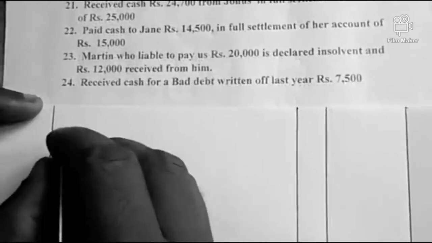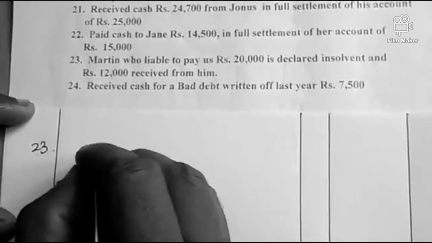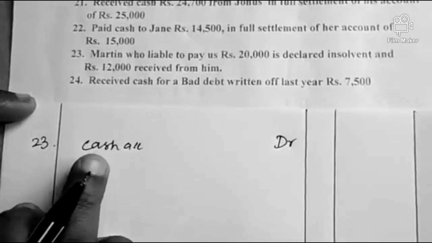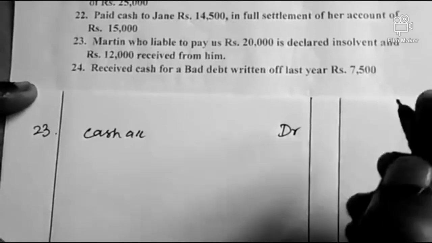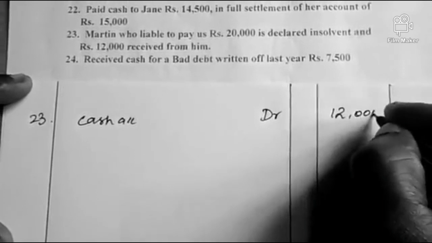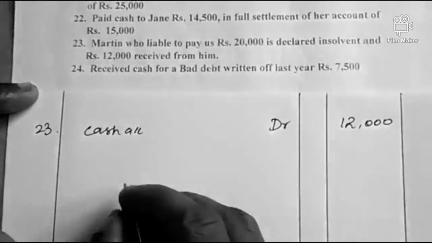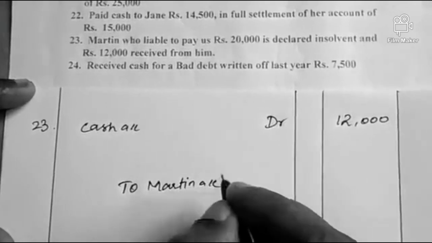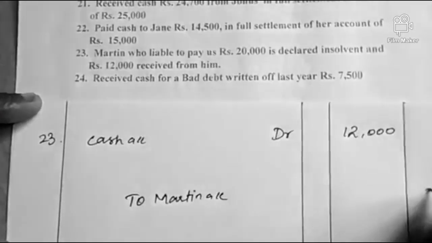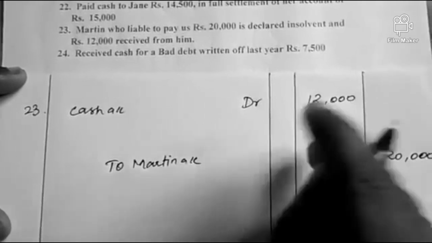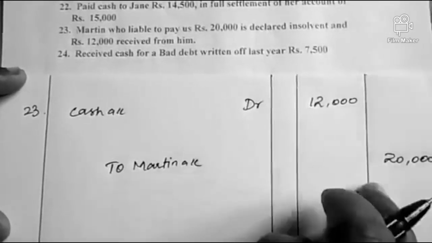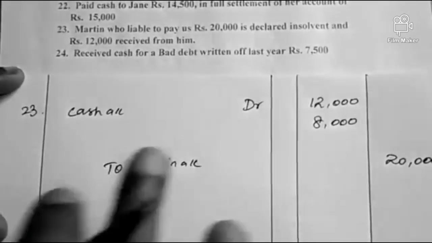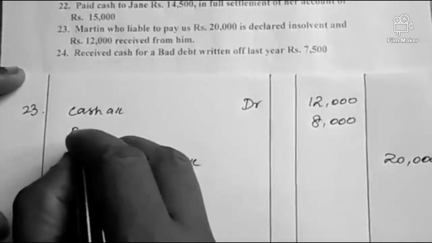So the entry for this transaction is cash account debit, because you have received cash. The real account rule is debit what comes in. Cash comes in. How much? 12,000 you have received. From whom? From Martin. So to Martin account. How much amount were you supposed to receive? 20,000 rupees. But you have received only 12,000 rupees. What is the difference between these two? 8,000. So 8,000 is not a discount, but it is bad debts.